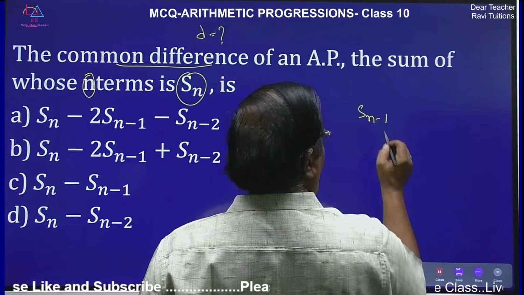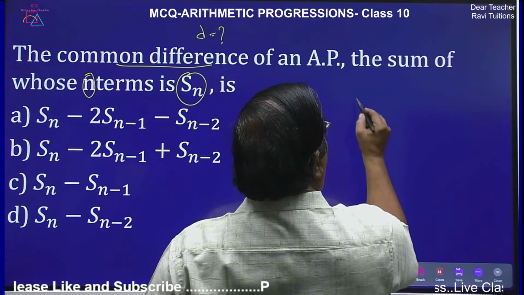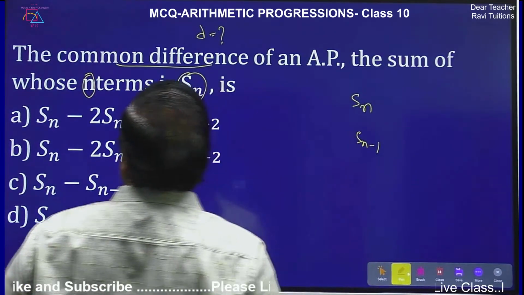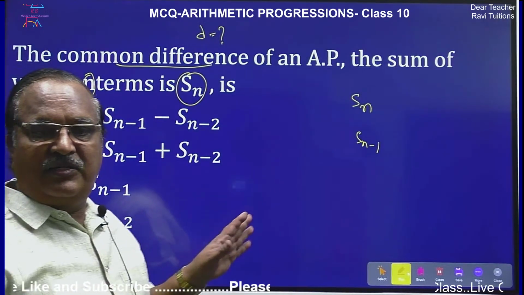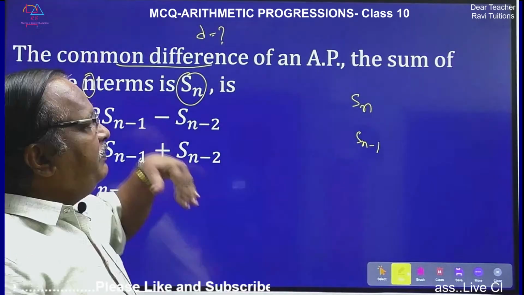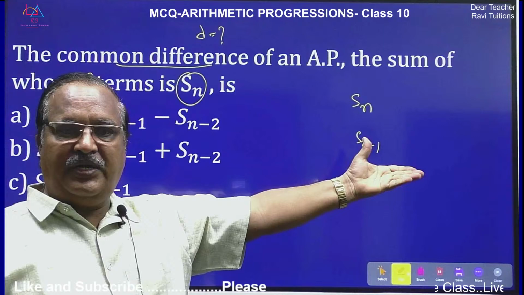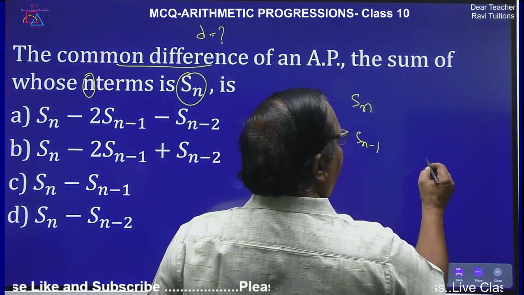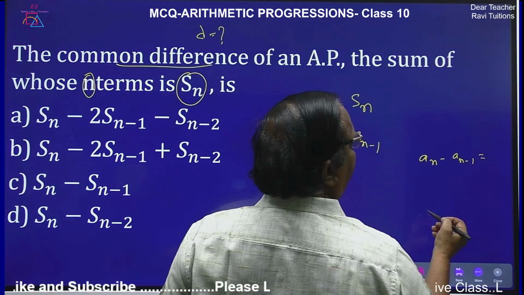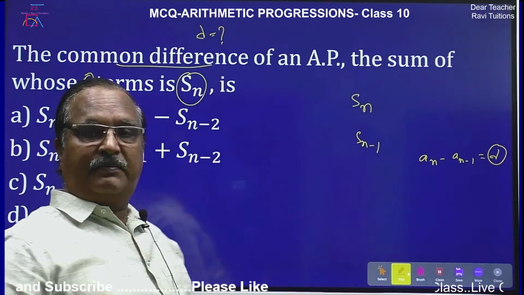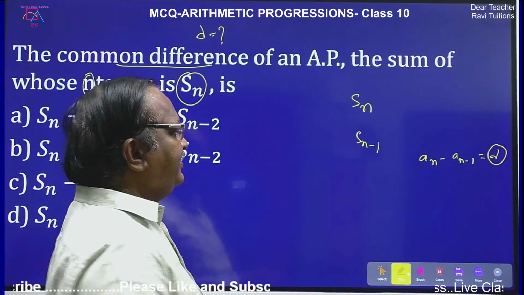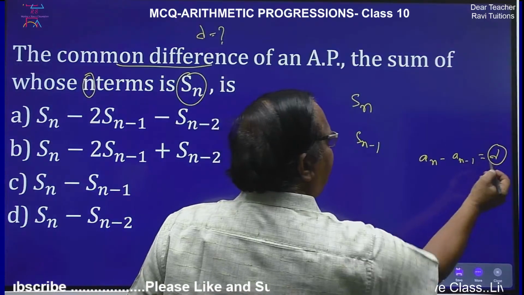Sum of n terms, sum of n minus 1 terms, he has given so many things. For this you can remember the formula, or by working it out you can remember it. So now how have we derived it? An minus 1 is always equal to D. So now let us find out whether Sn minus 1 is equal to D or not.